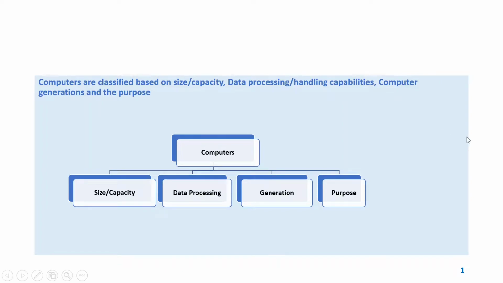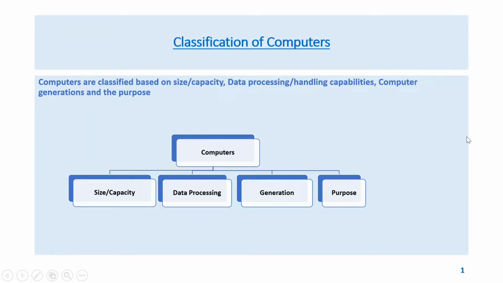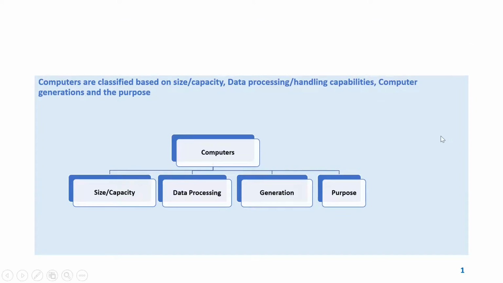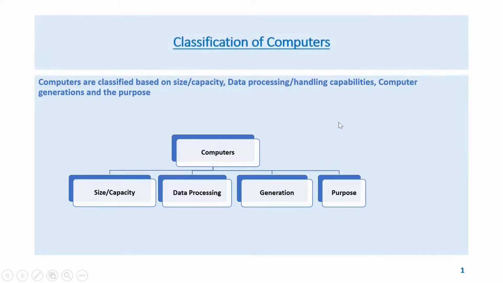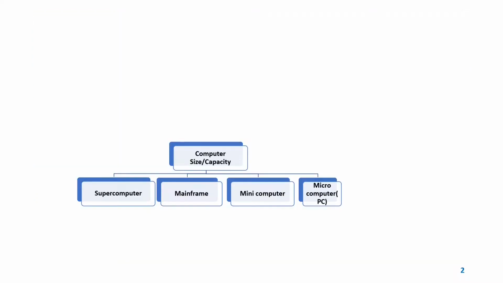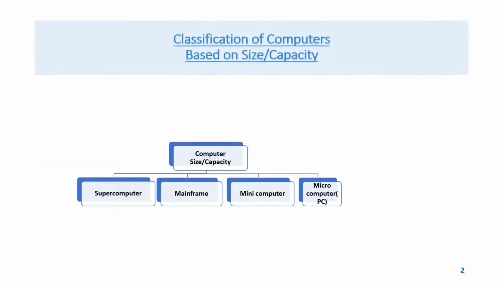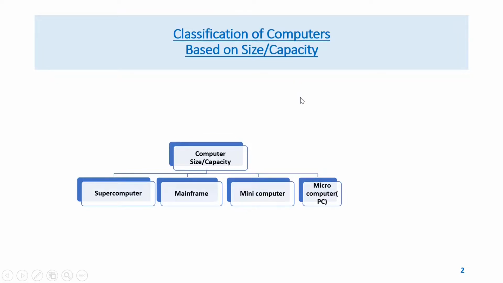In this video, we'll look into classification of computers. Computers are classified based on size, data processing capabilities, computer generations, and purpose. Now, first we'll look at classification of computers based on size or capacity. Based on size or capacity, the computers are classified as supercomputers, mainframes, mini computers, and microcomputers, which are also PCs.